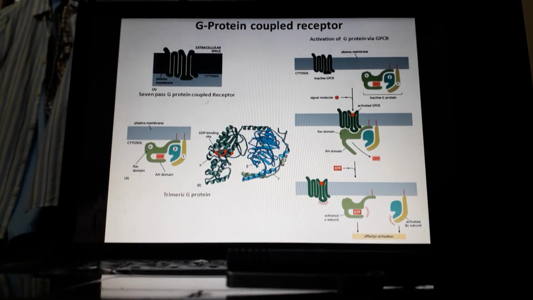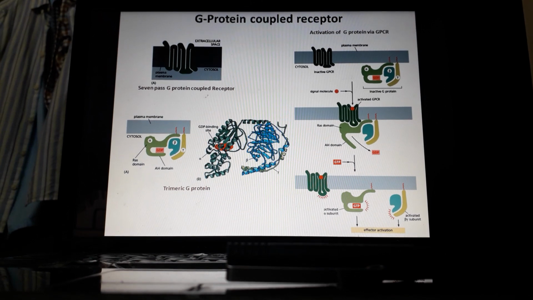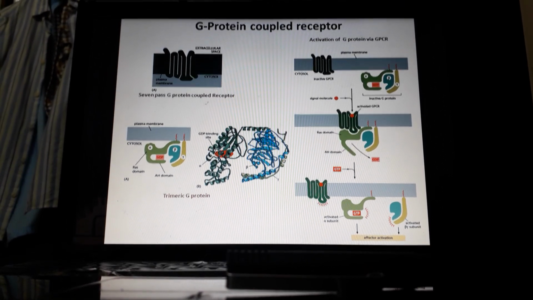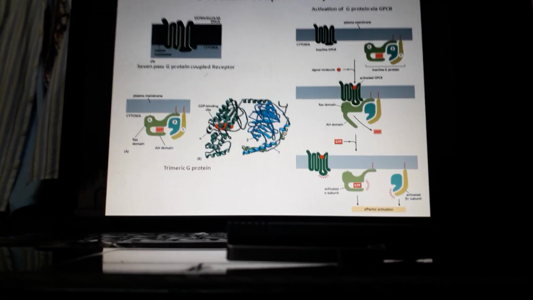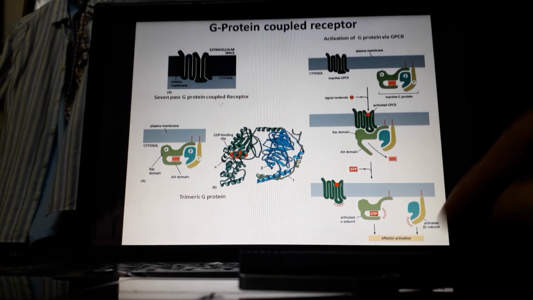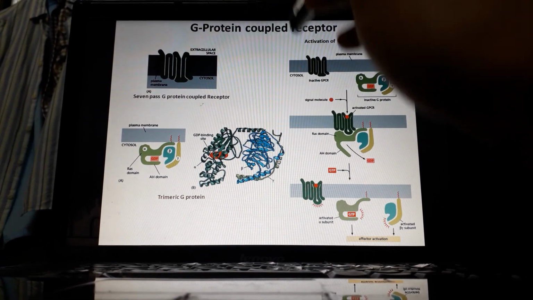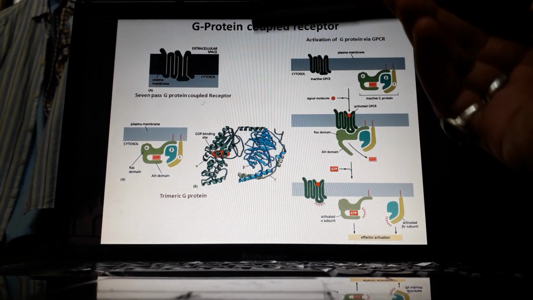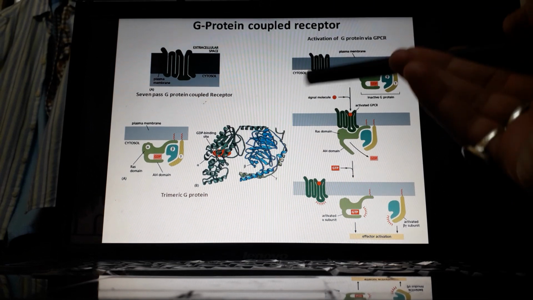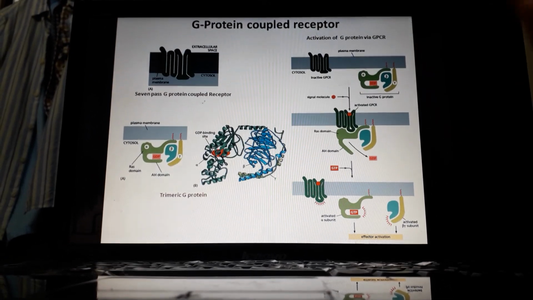Now let us directly jump into G protein coupled receptors. What are the basic mechanisms? As I have told you earlier, these receptors are known as G protein coupled receptors because they mediate their action via a protein known as a G protein. That is why they are known as G protein coupled receptors, or GPCRs, their acronym. They are popularly known as GPCRs.